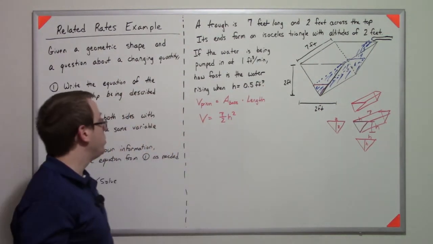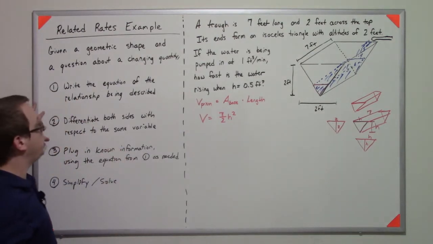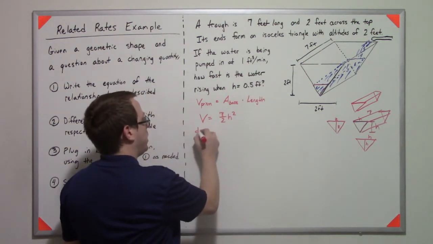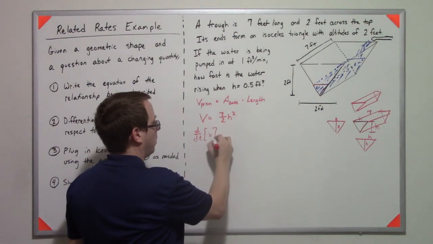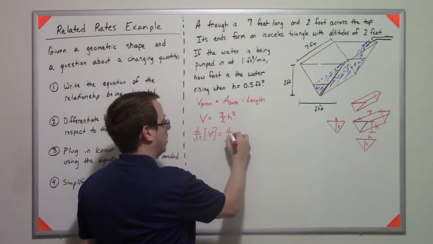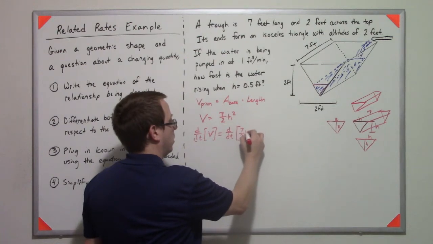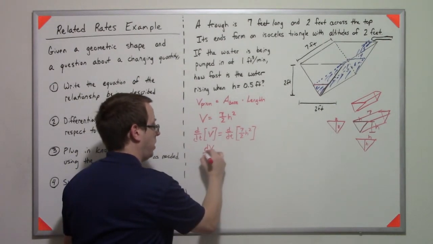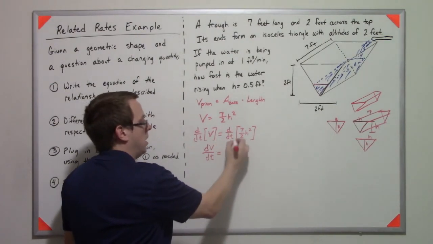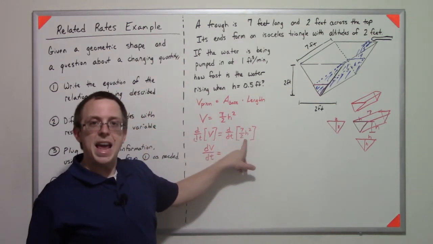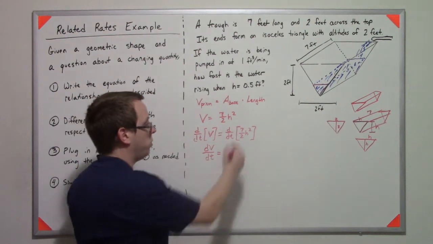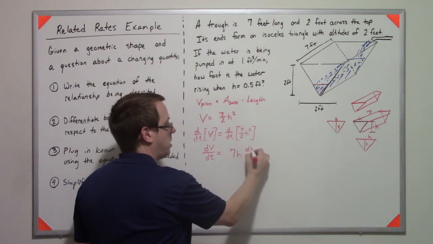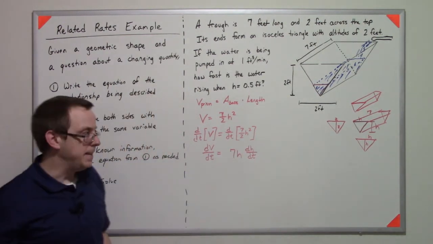Okay, so once we're done with that, we need to differentiate. Well, this is with respect to time, right? It's 1 cubic foot per minute. So I need to take the derivative with respect to time. In this particular case, that's simple enough. That's just dV/dt. Now, if this was just with respect to h, I would end up with 7h by the power rule. But because I have that extra piece, I end up with dh/dt.